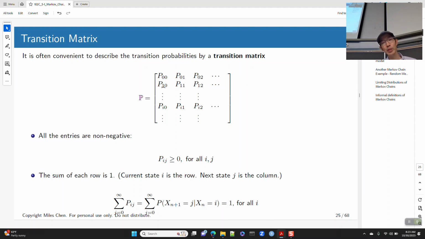This next row, P10, is if I'm currently at state 1, what's the probability I go to state 0? P11 is if I'm currently at 1, what is the probability I go to or remain at state 1, and so on and so forth. And again, wherever we are, P_ij, if our value at time n is equal to i, is the probability that at time n plus 1 we go to j. That is how we read this transition matrix.